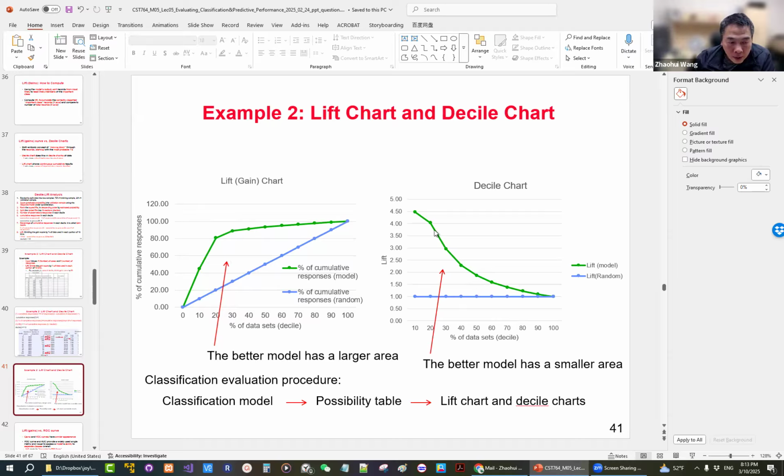The right side, this is the decile chart. You can see it has the value from high to low. The lowest value is 1, approaching the value 1. The 1 is the random case, the random lift value.